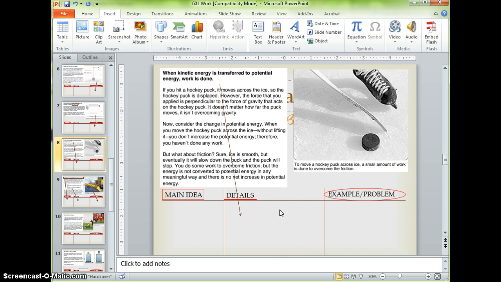Got it? If the hockey puck is lifted into the air, then work can be done because it can fall back down again, right? This is work against gravity. If you want to say, yeah, but the hockey puck moved, well, it did. And there is some friction, right? So there is some work against friction, but it's only a little bit. All right?